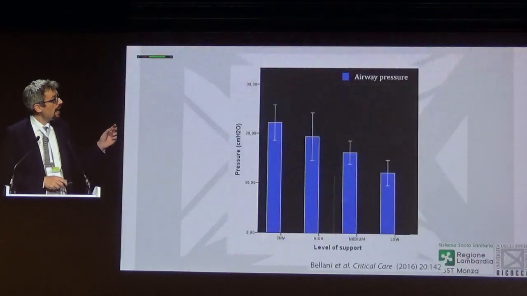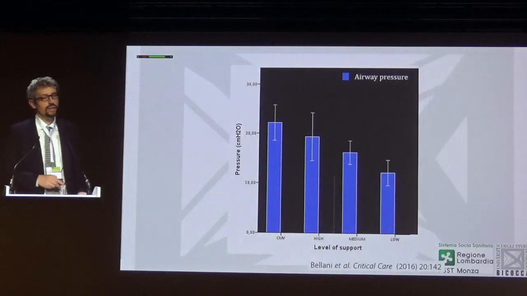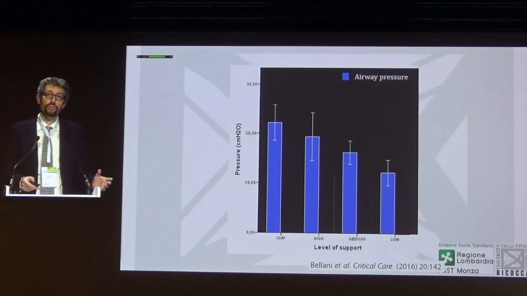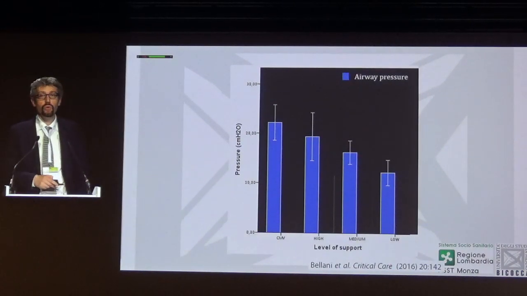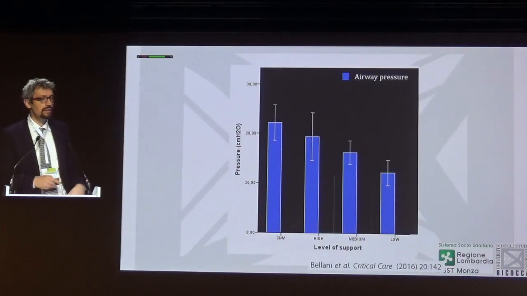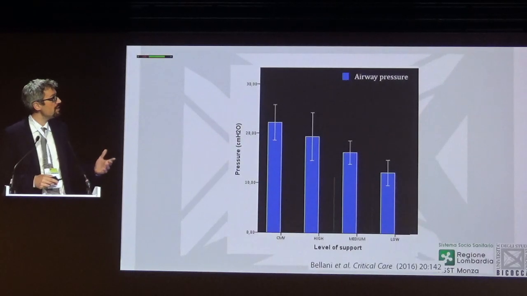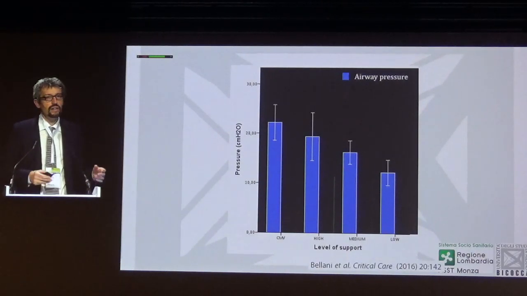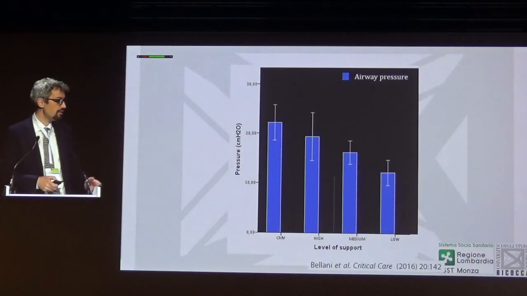So, whenever we shift the patient from, let's say, a condition of fully controlled ventilation down to a level of high, medium, and low support, we will see that peak airway pressure and mean airway pressure will be decreasing. And once again, this does not mean that the risk of injury for the lung is decreasing.